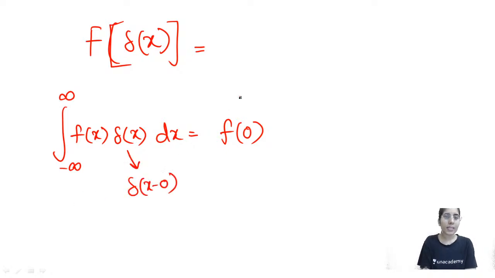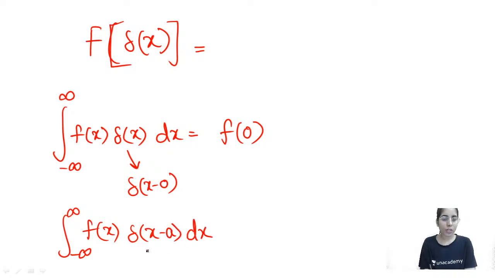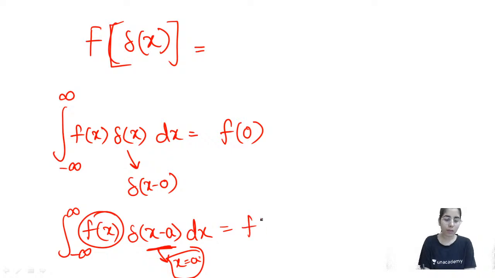In general, if I write the integration from minus infinity to plus infinity of f(x) delta(x minus a) dx, in this case I will just equate the delta argument with 0. I will get x equal to a, and after getting it, I replace f(x) by putting the value a in place of x.